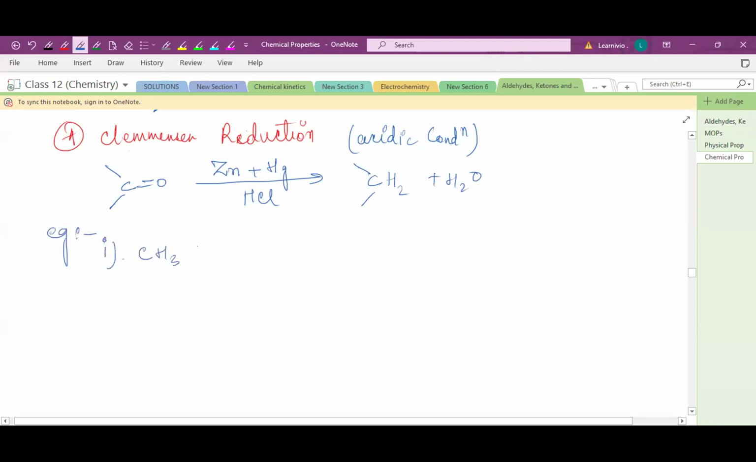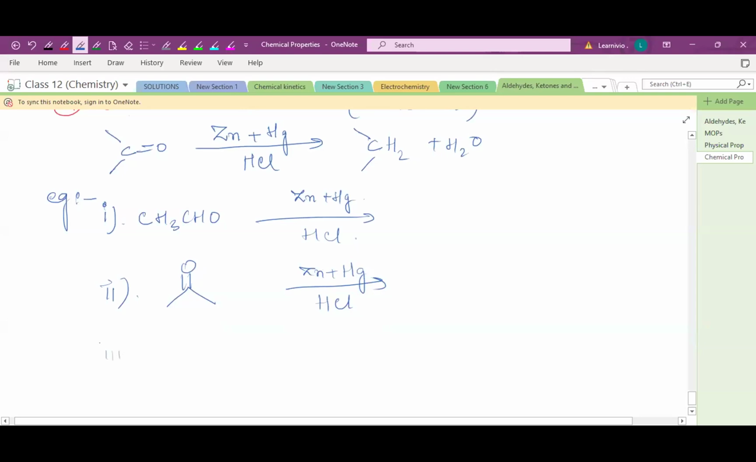Let's take some examples. First, CH3CH2 and so on; now write down the product if you use zinc plus Hg in the presence of acidic medium. What will be the product? Second, if you use a ketone with the same reagent, zinc plus Hg in acidic condition. Third, let's take an aromatic system, benzaldehyde. When you reduce this using the same reagent, what will be the product? Write all the products.